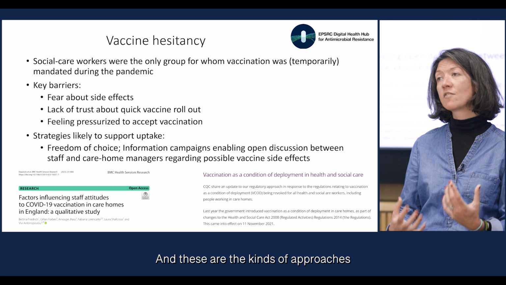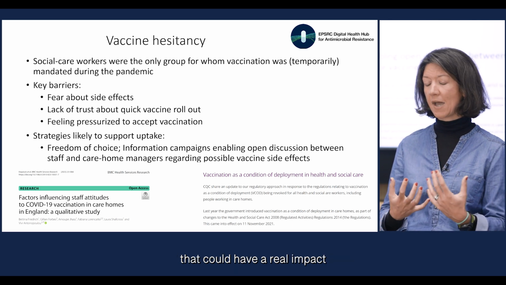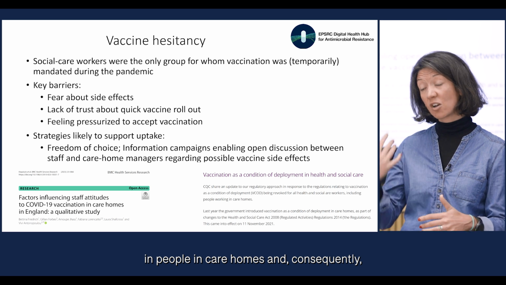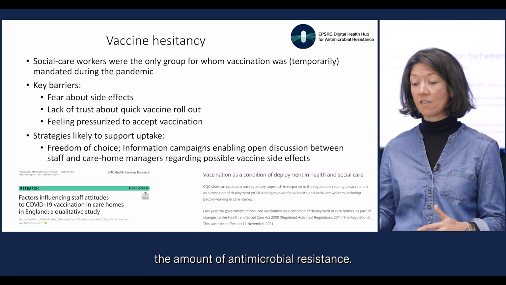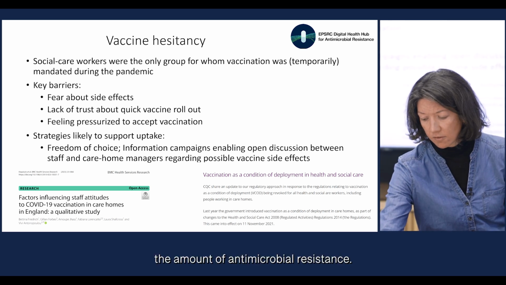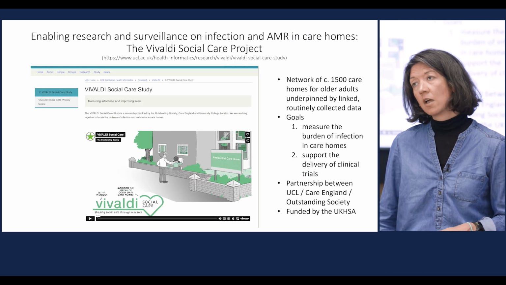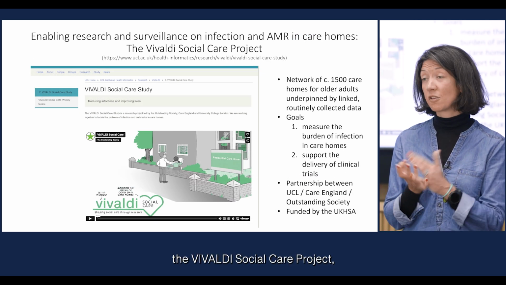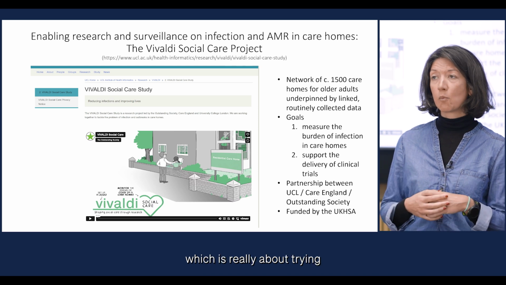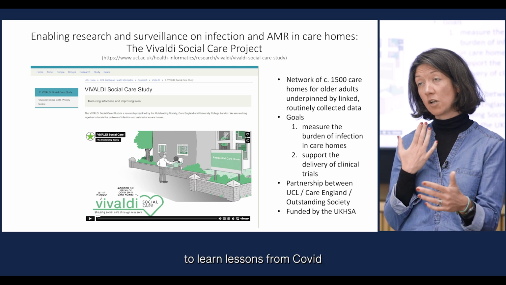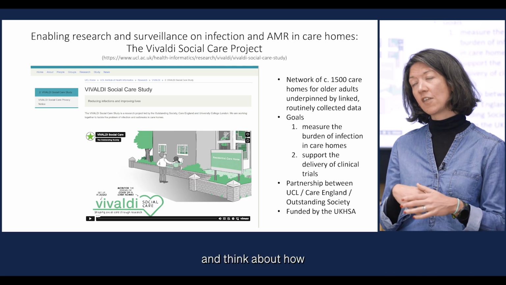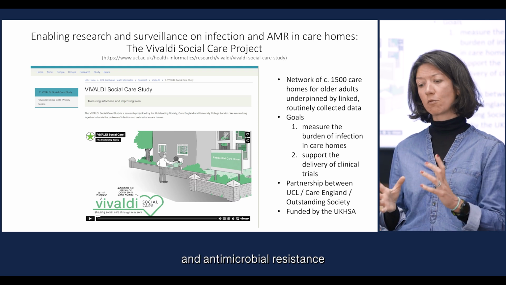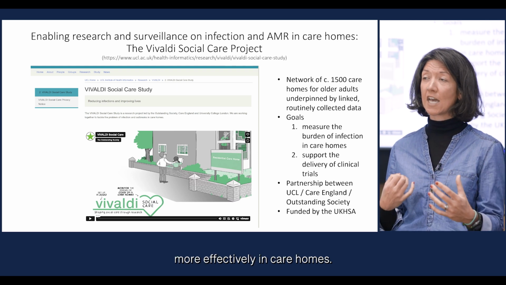And these are the kinds of approaches that could have a real impact on reducing the amount of infection in people in care homes and consequently the amount of antimicrobial resistance. And so I just want to finish by mentioning a project that we've set up called the Vivaldi Social Care Project, which is really about trying to learn lessons from COVID and think about how we can tackle the problem of infection and antimicrobial resistance more effectively in care homes.